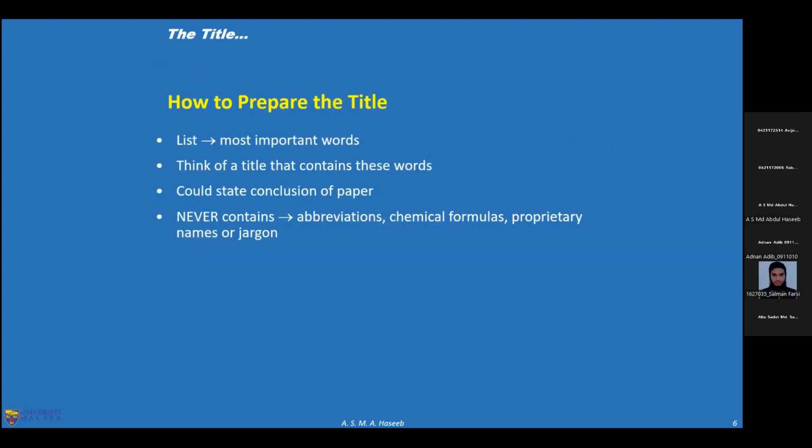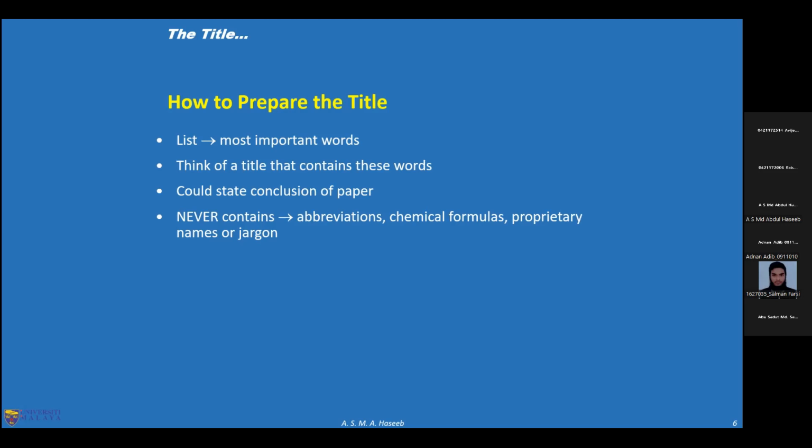Now, how to prepare a title? One simple way that we all use is that when we think about the title, we first write down the most important words that will describe our research. And when you look at those words, you try to make a sentence out of these words, and that can be the initial draft for your title.